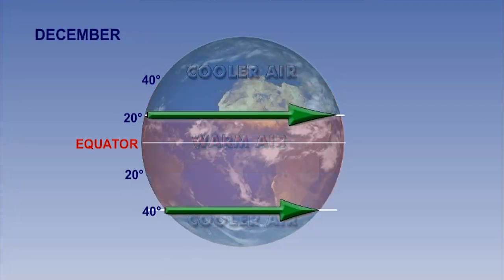Let's now look at the change in December. This time it's summer in the southern hemisphere and winter in the northern hemisphere. The southern hemisphere jet has moved to 40 degrees, and the northern hemisphere jet has moved to 20 degrees. In summary, then, these jets move to lower latitudes in winter and higher latitudes in summer. They are permanent features across the Earth and are almost always westerly in direction.